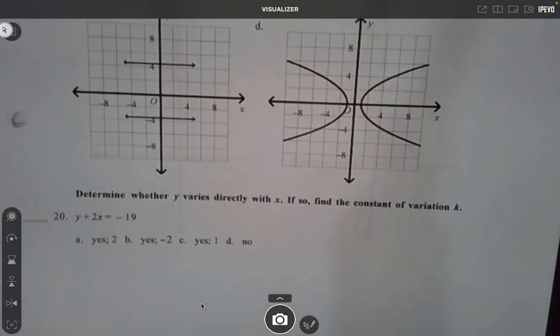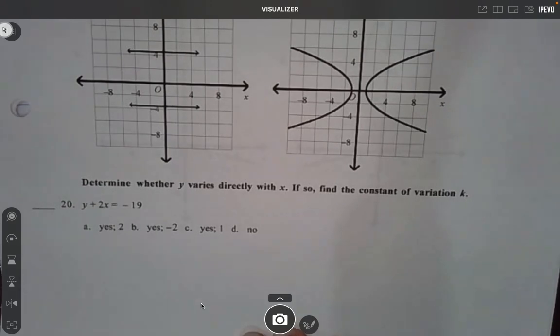Okay. Does y vary directly with x? You have to solve for y to see. How do I solve for y? Subtract 2x. So if I subtract 2x, yeah, it's y equals -2x minus 19. And so it's not, because direct variation can't have any other numbers. I don't see that one on there. I thought I left it on, but there were so many to pick from. I think I took this off.